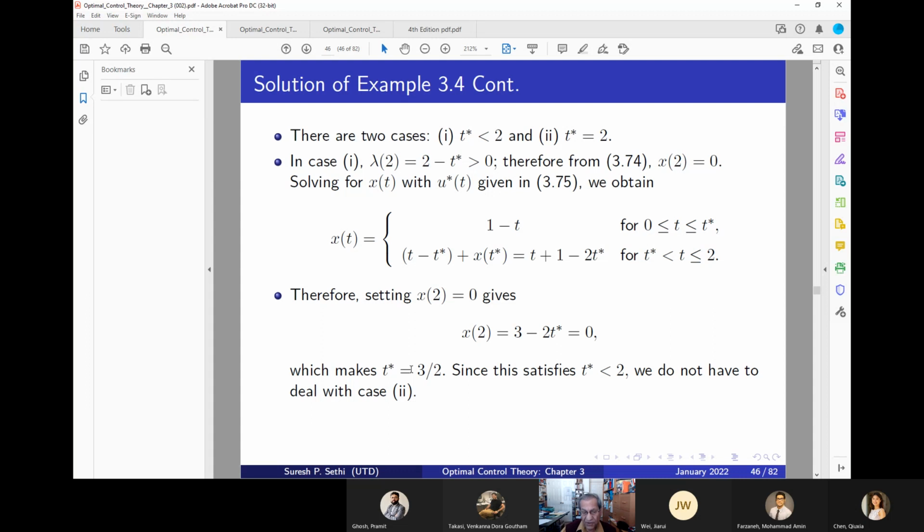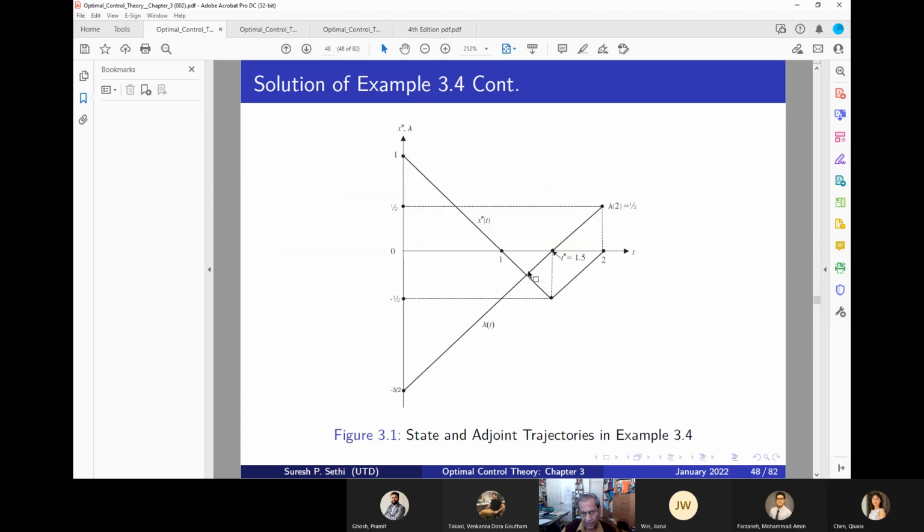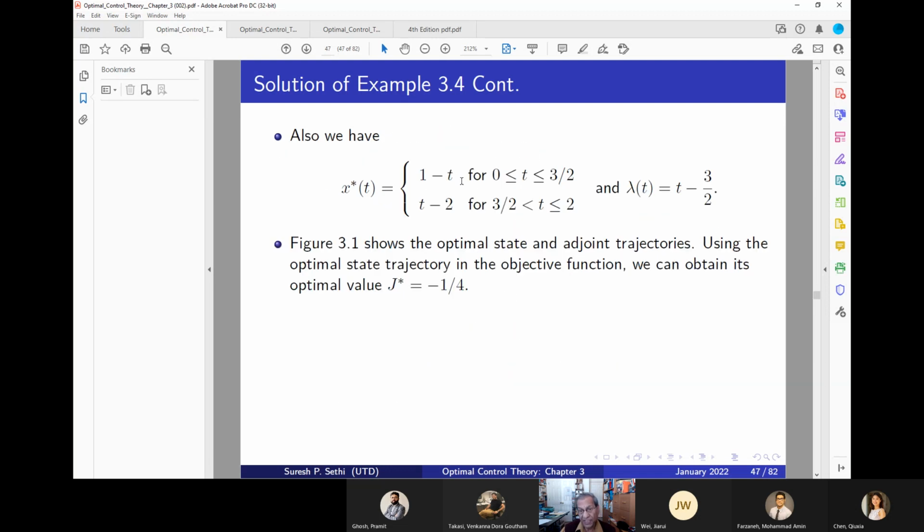Notice now, if I do all of that, everything is satisfied. Maximum principle is satisfied. So I don't have to go to case 2 altogether. We don't need the case 2 anymore. Let me continue further. So xt star with t star equal to 1.5 is given by these formulas. And the value of j star is given by minus 1.4 because you can integrate this business and you get minus 1.4.